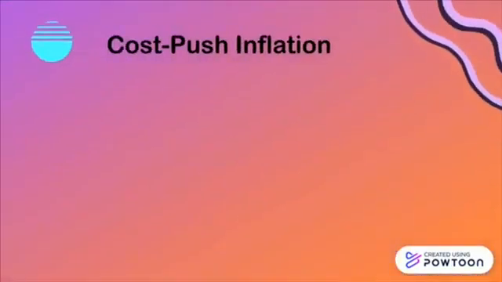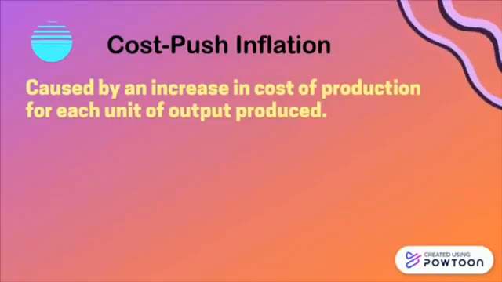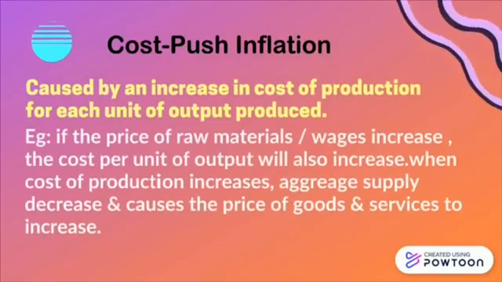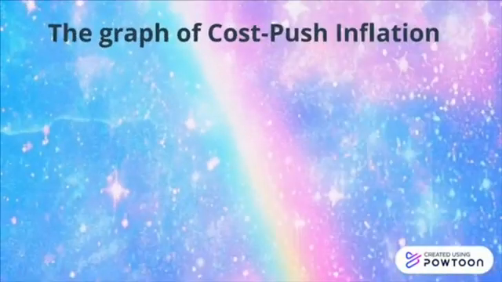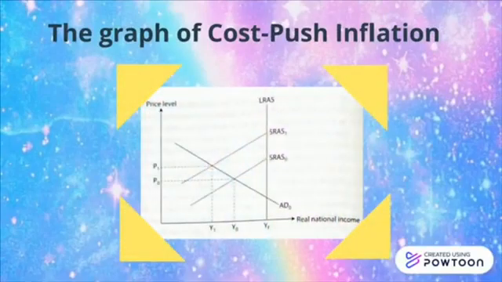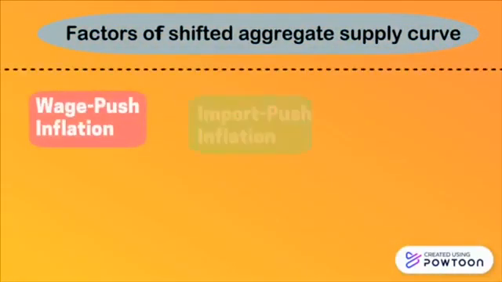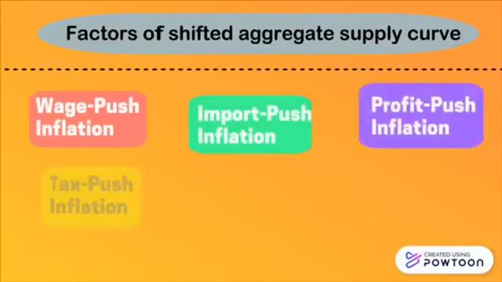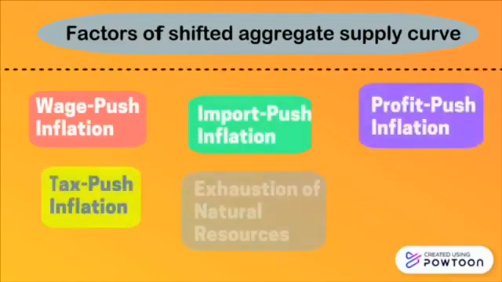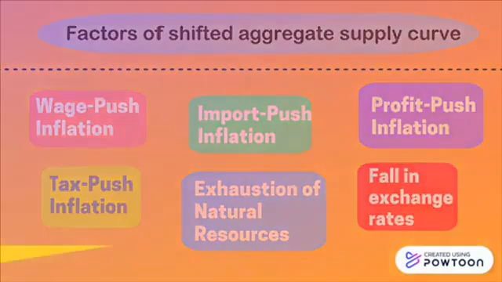Cost push inflation is caused by an increase in the cost of production for each unit of the output produced. This is the graph of cost push inflation. The aggregate supply curve shifts due to wage push inflation, import push inflation, profit push inflation, tax push inflation, exhaustion of natural resources, and fall in exchange rate.